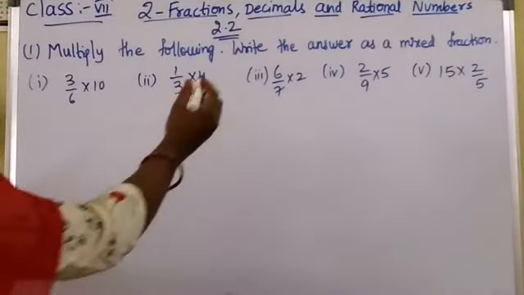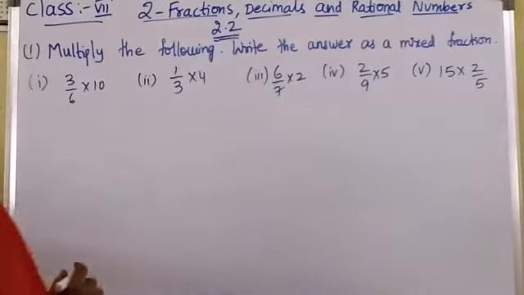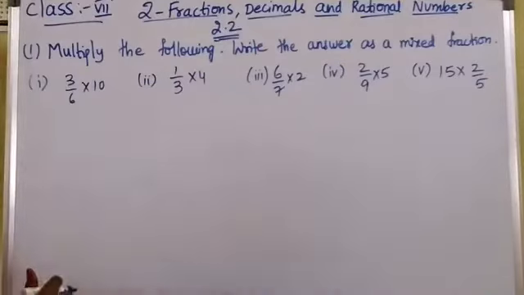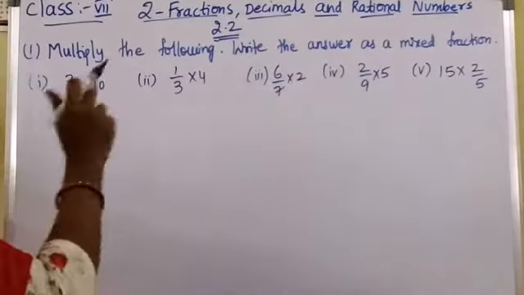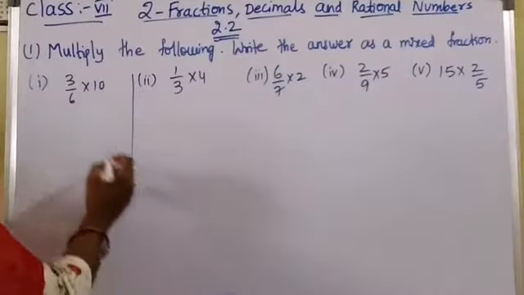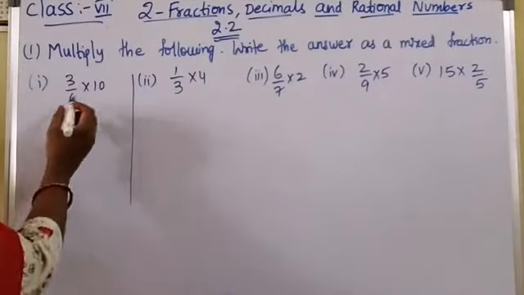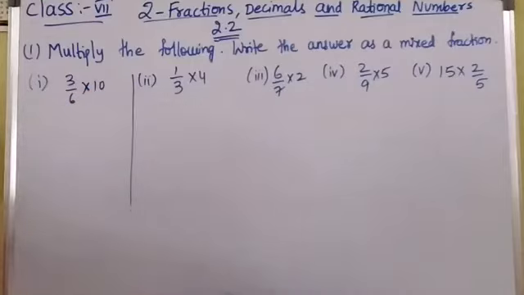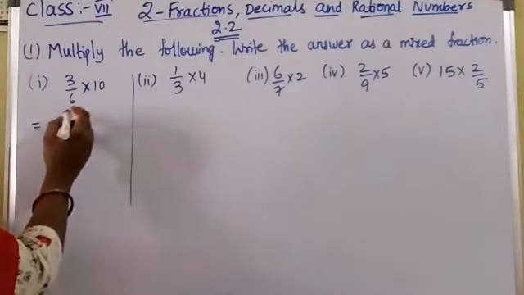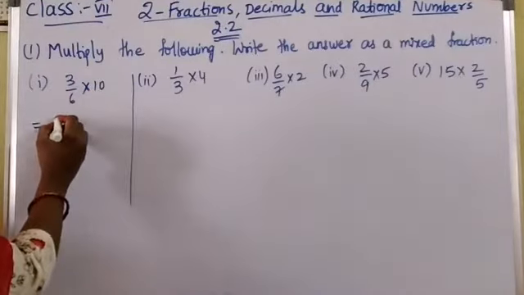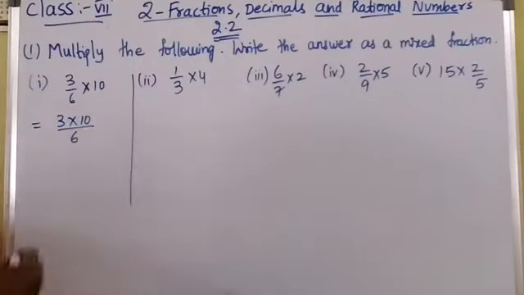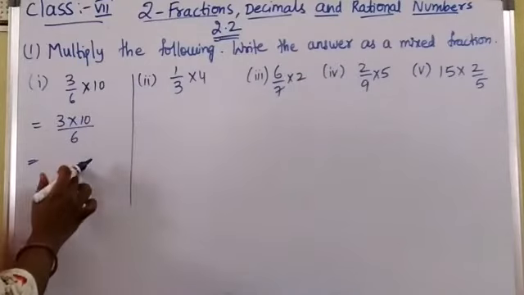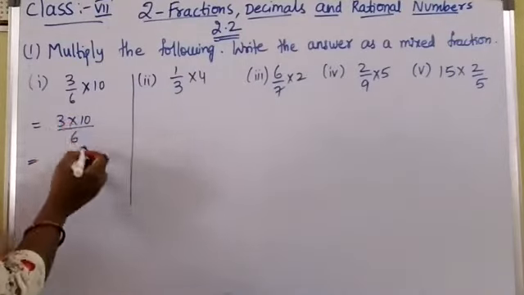Now coming to 2.2 exercise. Here 2.2 exercise is based on multiplication of fractions. In that first question, multiply the following, write the answer as a mixed fraction. Here in this first question, 3 by 6 into 10. Here the product of a fraction and a whole number means we have to multiply a whole number with the numerator of the fraction and keep the denominator as it is. Here you can multiply this 3 into 10 by 30 by 6, or you can do cancellation here itself.